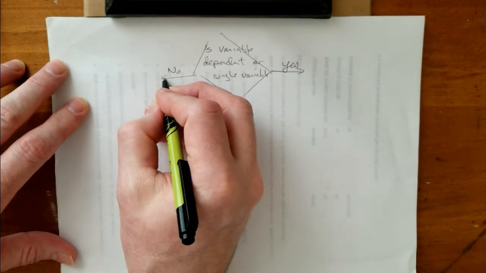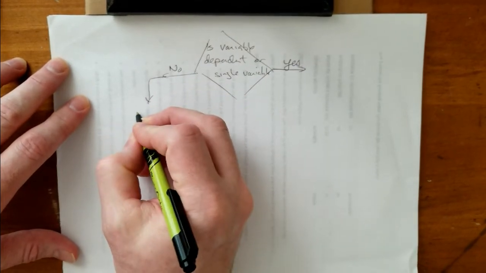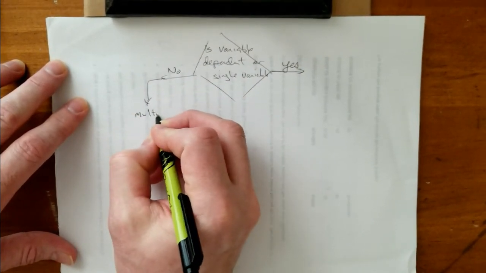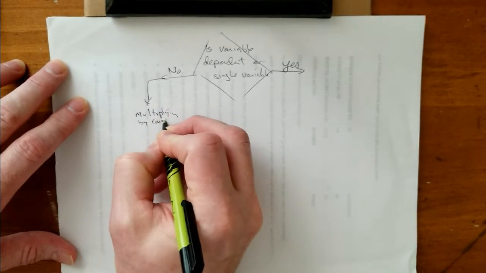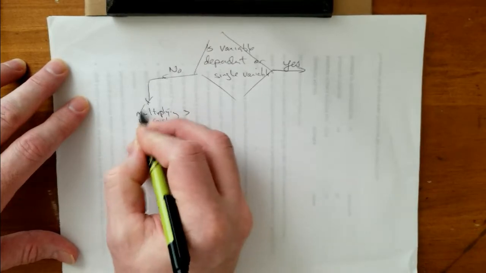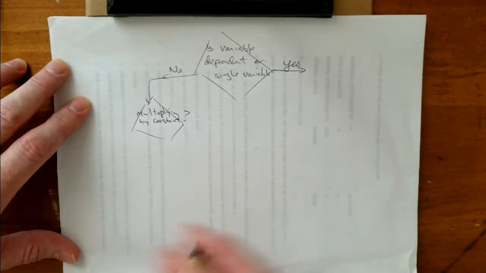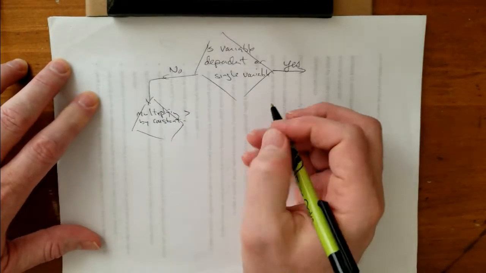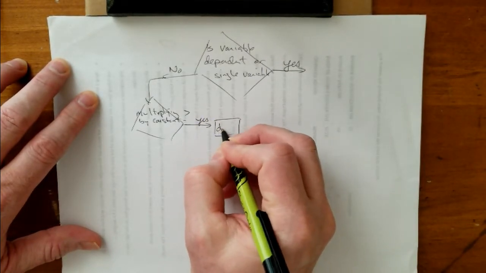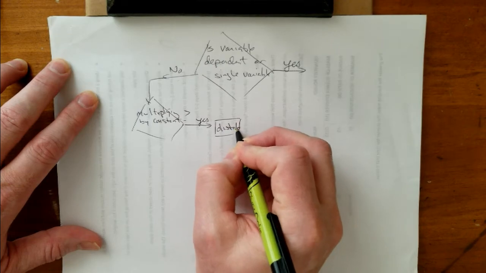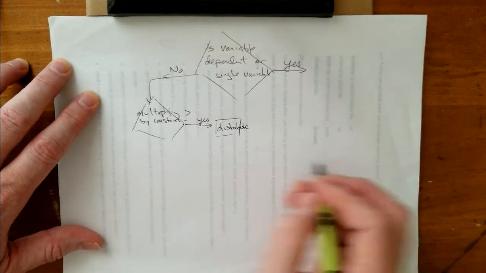So, are we multiplying by a constant? Which actually works for a single variable as well. Then yes, distribute. So for example, I'll come back to that.